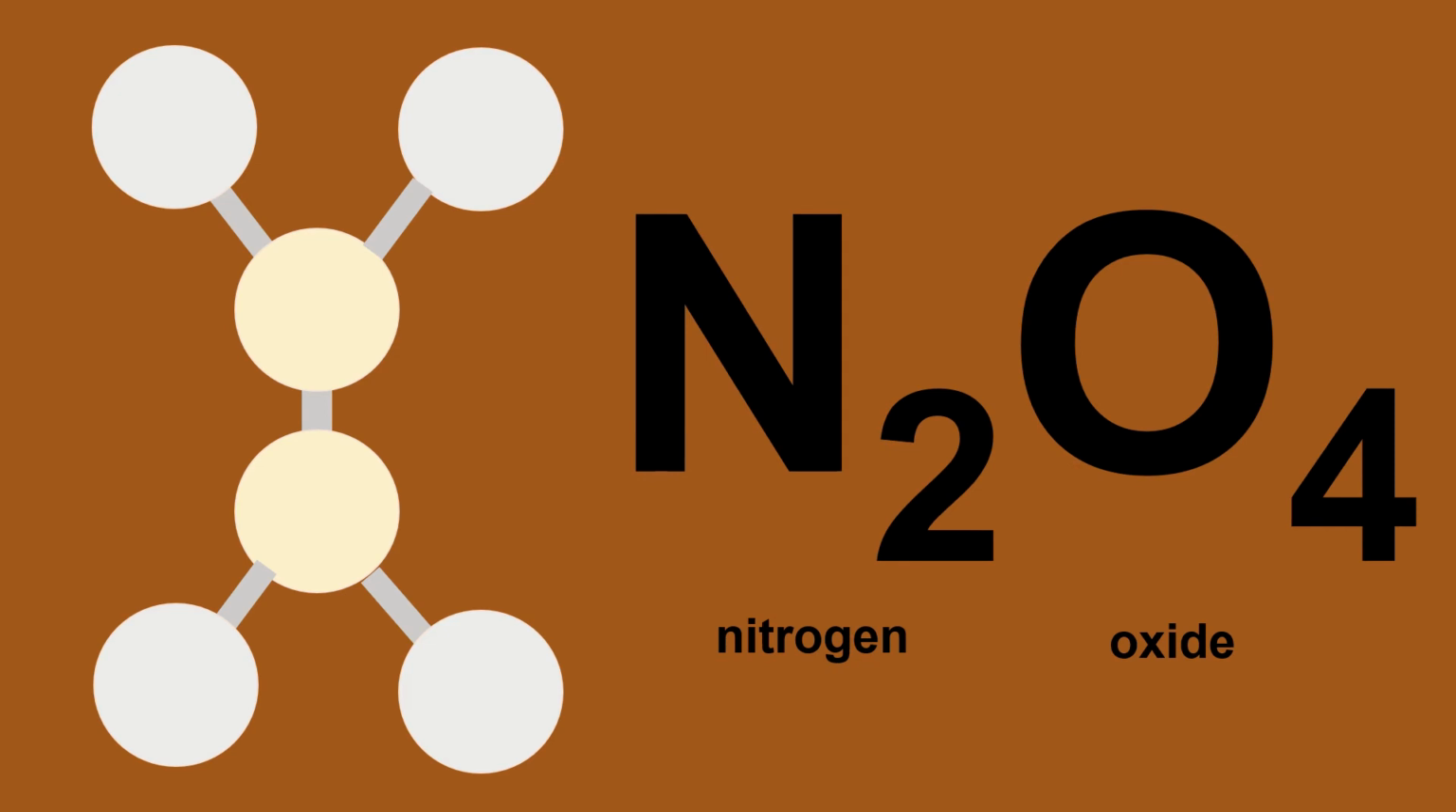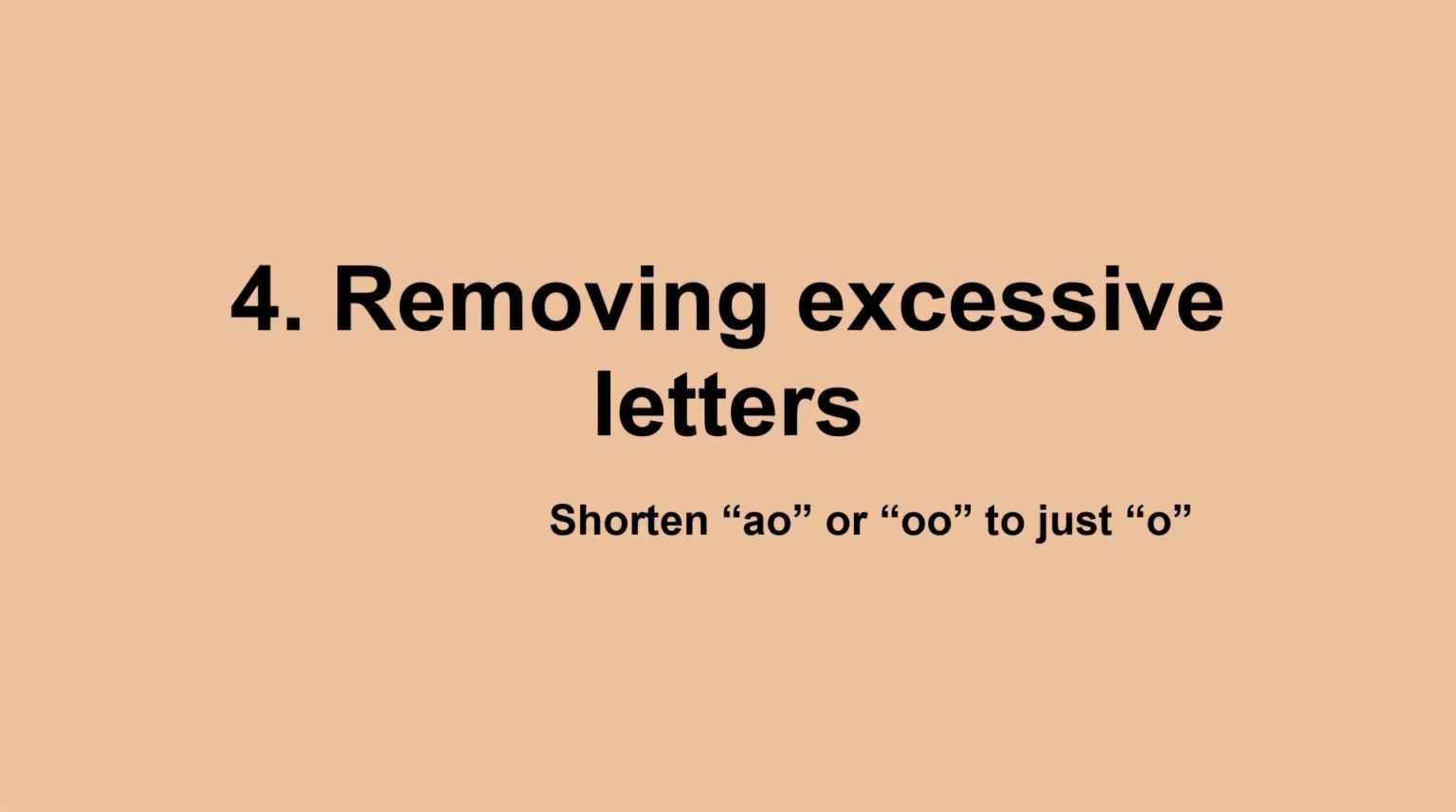Here's another example. N2O2 has 2 nitrogens, therefore we add the prefix di. Since there are 4 oxygens, we add the prefix tetra, making this compound's name dinitrogen tetroxide. But wait, this compound's name can be simplified further. That brings us to our next rule. Remove excess letters, specifically by changing AO and OO in compound names to just O.